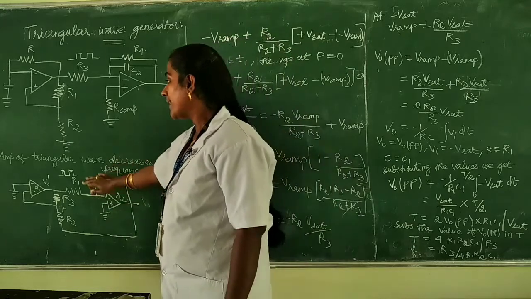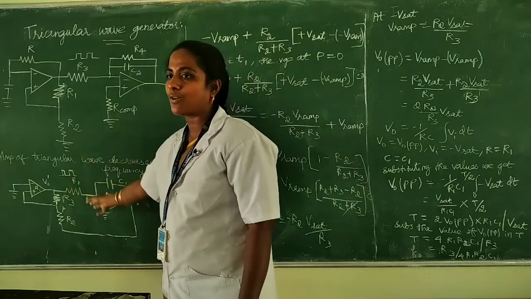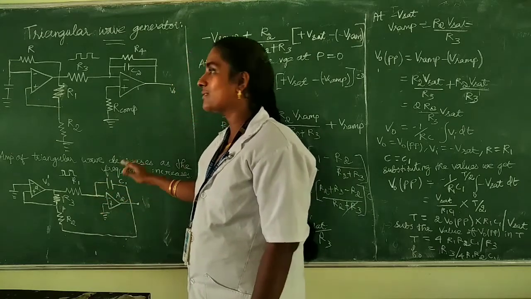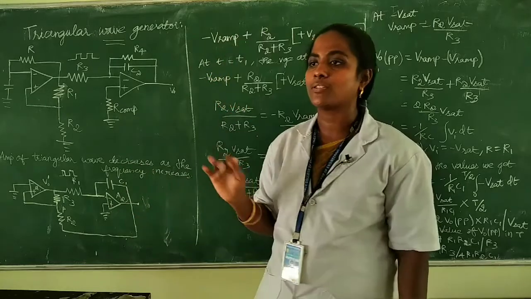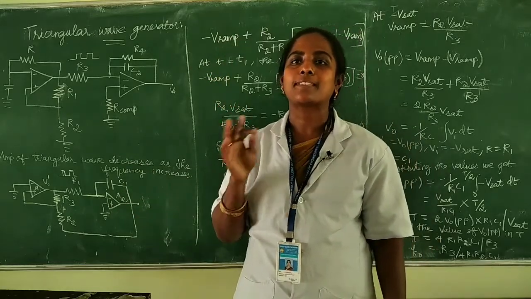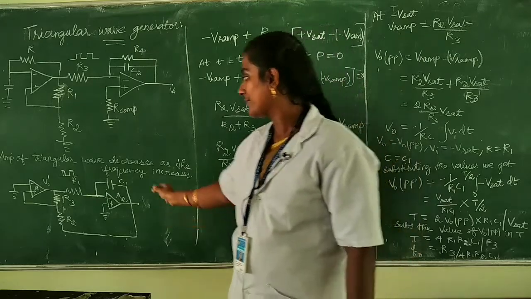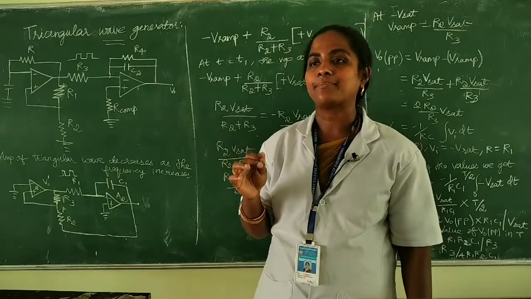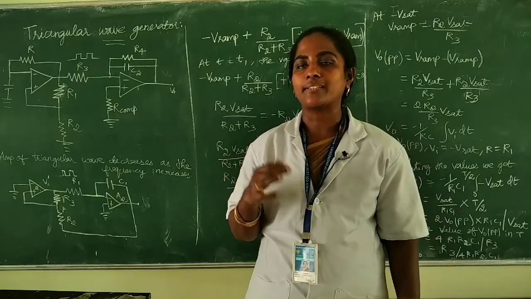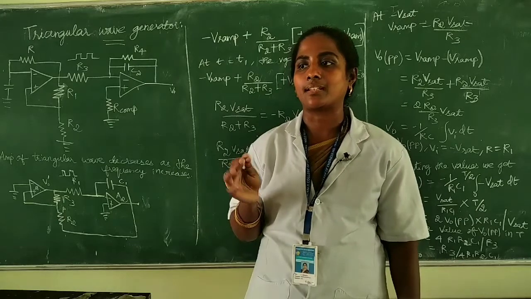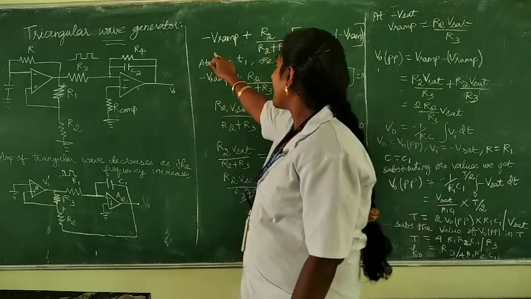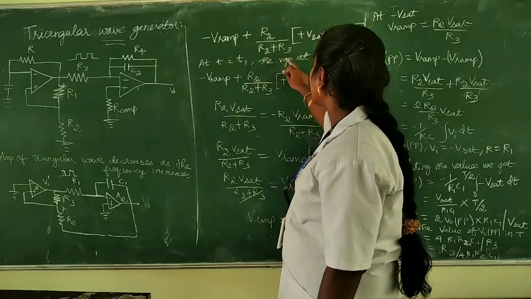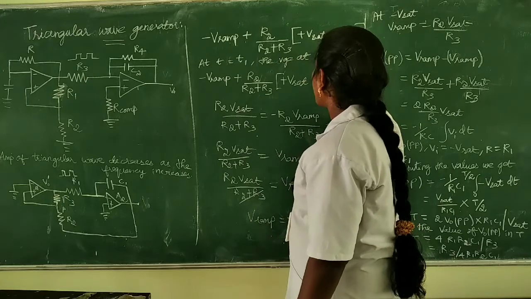So we are producing first the square wave. That square wave is fed to the second comparator to produce the triangular wave. The amplitude of the triangular wave depends upon the RC value. This RC value and the effective voltage at P1 during the time when the output of A1 is at plus V saturation level is given by minus V ramp plus R2 divided by R2 plus R3 plus V saturation minus V ramp.